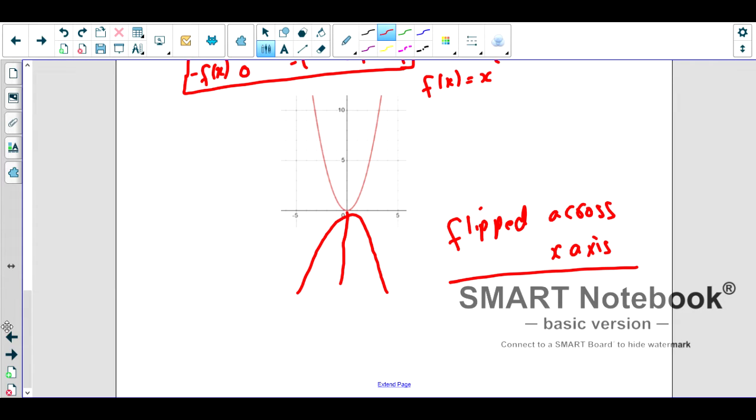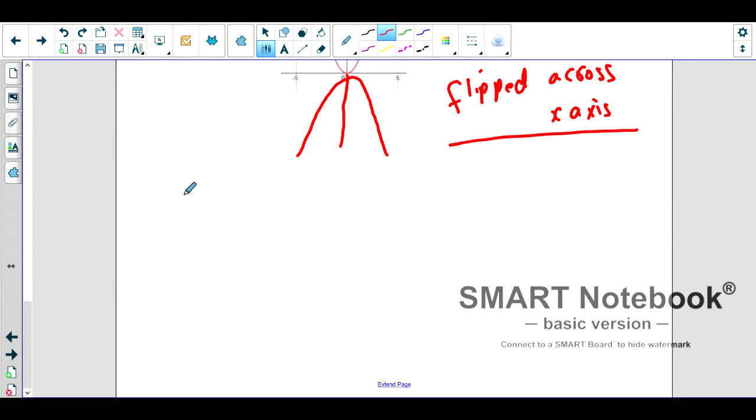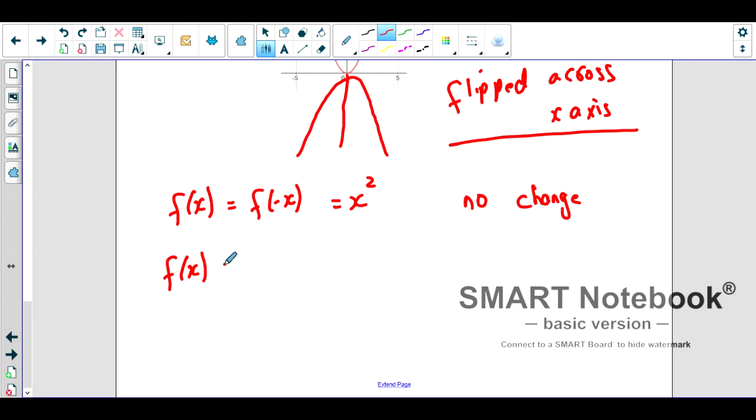So what we learned so far, if we summarize it, is that if you change the input of the graph, it is the same. There will be no change. The flipped graph is the same. However, if you change the output, if you have f of x equals x square and you change the output, then it will be negative x square. Then what will happen? The graph will flip across the x-axis.